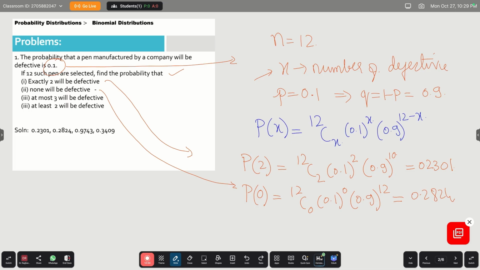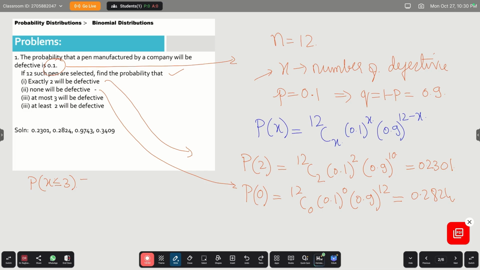And now the question is, at most 3 will be defective. What does it mean? At most 3. That means there cannot be more than 3 defective pens. Maximum 3 defective pens will be there. So it is the probability of x less than or equal to 3. The defective pens should be either 3 or lesser than that. It cannot be more than 3.